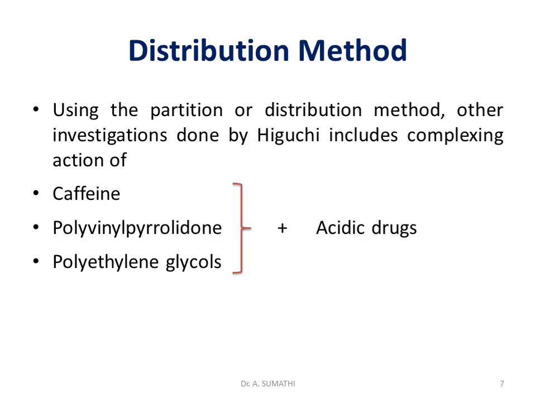And now come the other applications, or we can say other examples. Higuchi also studied the complex formation of caffeine, polyvinyl pyrrolidone, and polyethylene glycols with acidic drugs. Another example is complex formation of caffeine with benzoic acid. So these are other examples used to study the distribution method, or partition method. This is about the distribution method of analysis of complexes.